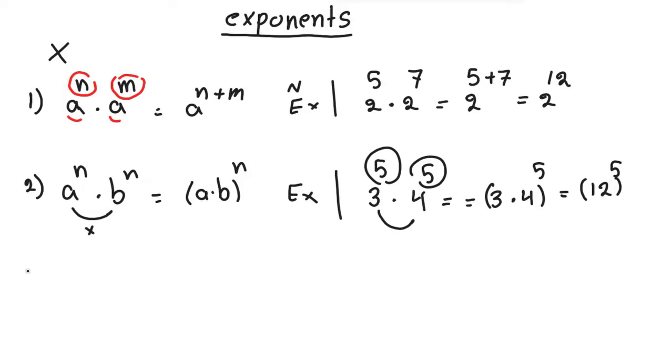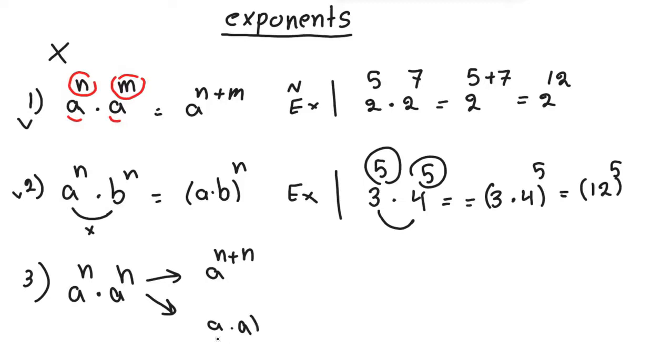And if all of them are the same, like we have a to the power of n times a to the power of n, you can use this law or the other one. You can write a to the power of n plus n, or you can say a times a to the power of n. So both of them are correct.